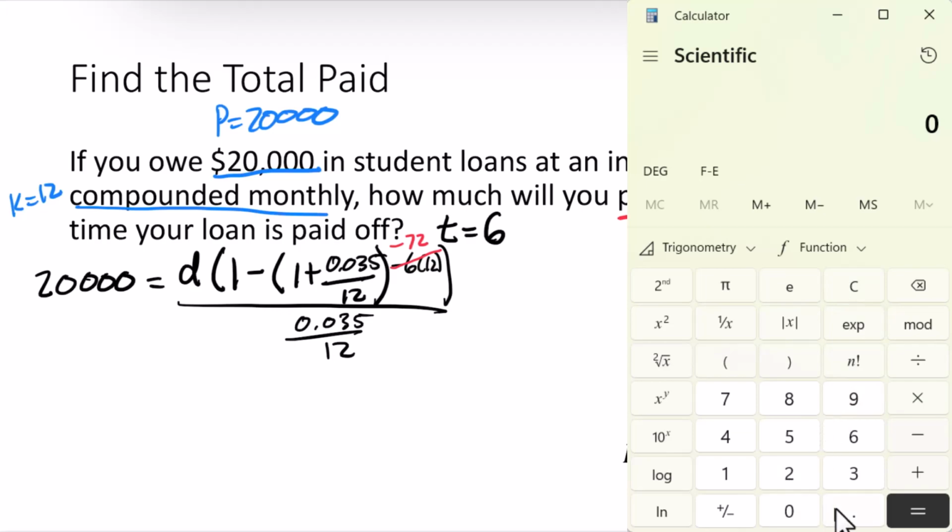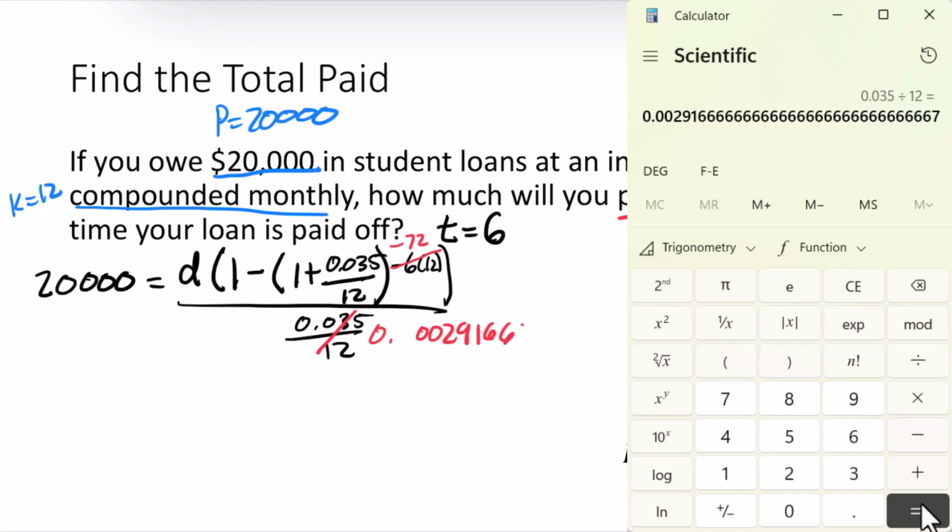And then 0.035 divided by 12 gives me this decimal here. So I'll write this as 0.0029166666, etc. And then I'm going to add that to 1 because that's also what this fraction would simplify to. So I'll add that to 1 and then raise this to an exponent of negative 72. So I'll type in 72, make it negative, and calculate that exponent.